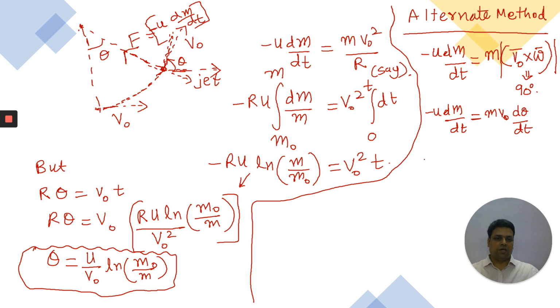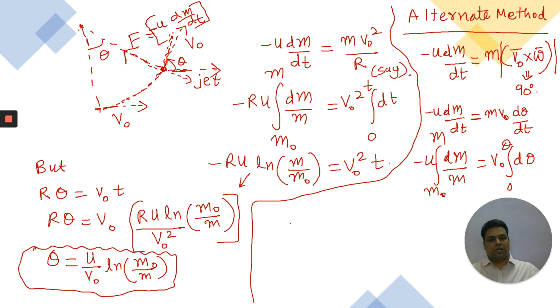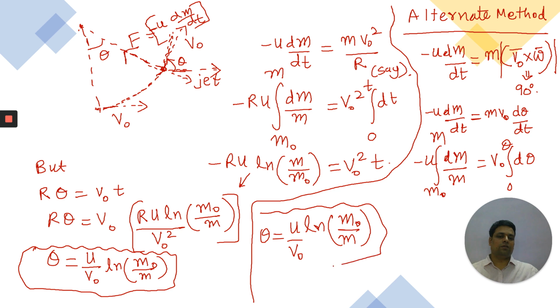So let us again rearrange things. We can remove that dt. We can rearrange this as m v naught d theta. Things are changing from m naught to m, and from 0 to theta. So we can write ln m naught by m times u by v naught should be theta from this. This is the angle through which the velocity vector v naught bar got deviated.